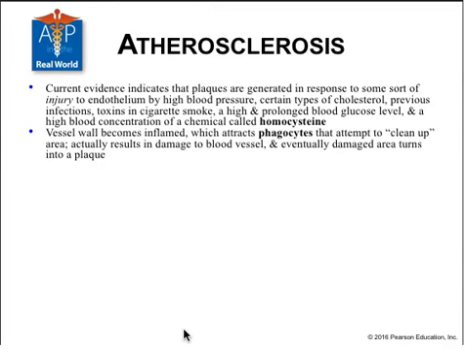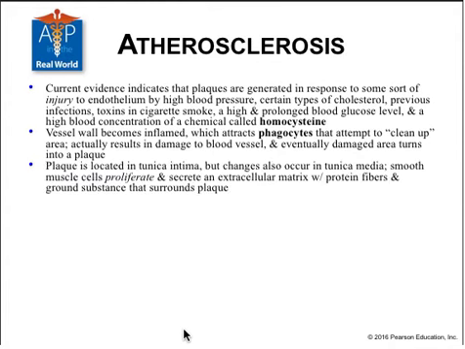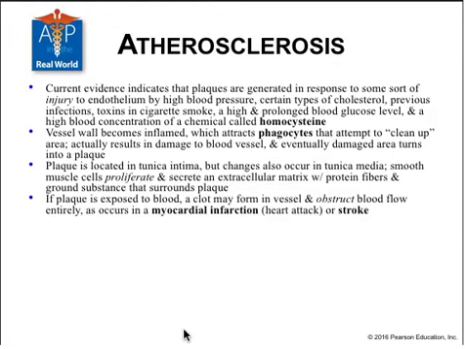The vessel wall gets inflamed and attracts phagocytes that attempt to clean up the area, and this actually results in damaging the vessel, and eventually the damaged area turns into a plaque. The plaque is located in the intima, but changes also occur in the media. Smooth muscle cells proliferate and secrete an extracellular matrix with protein fibers and ground substance that surrounds the plaque.